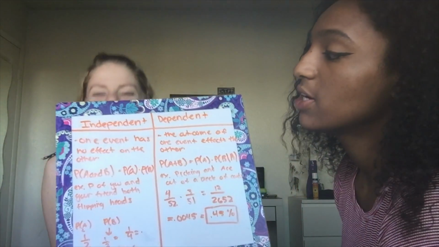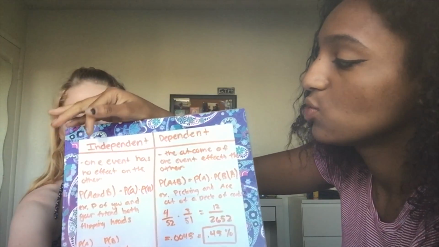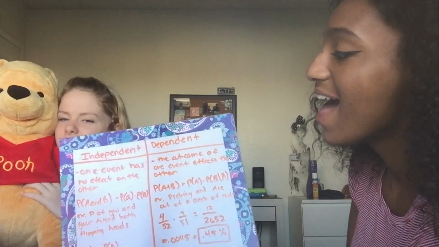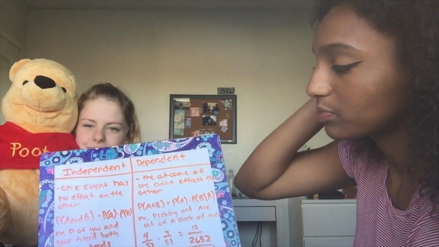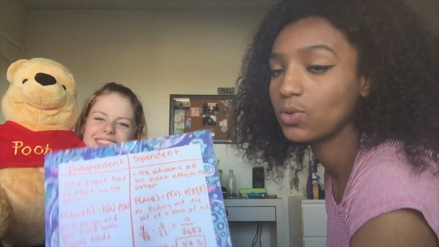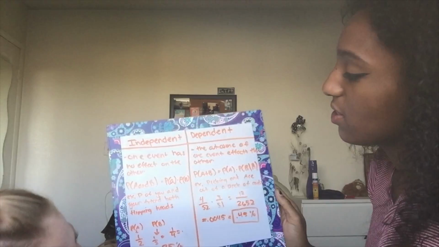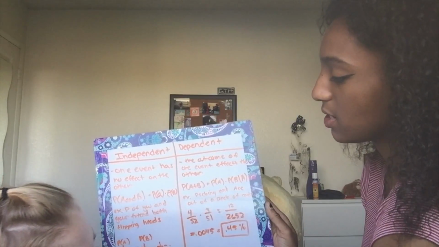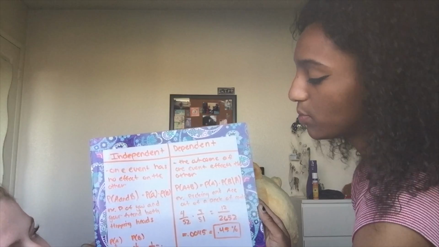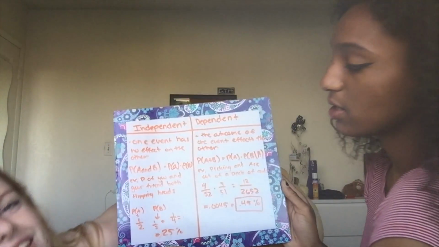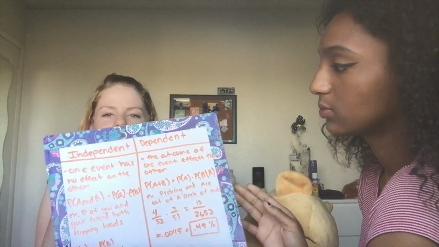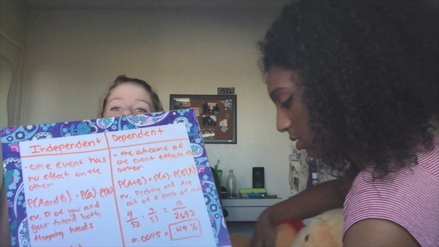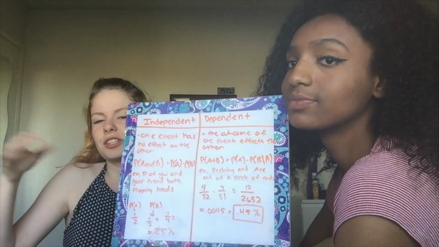Okay, so these are independent and dependent events. Independent is when the actions of one event don't affect the next, and dependent is when the outcome of an event does affect the next one. The formula for independent events is the probability of A and B equals P(A) times P(B). The formula for dependent events is P(A and B) equals the probability of A times the probability of B given A. To sum it up, an independent event is one that doesn't depend on anything, and for a dependent event, if something happens to one, it affects the other.